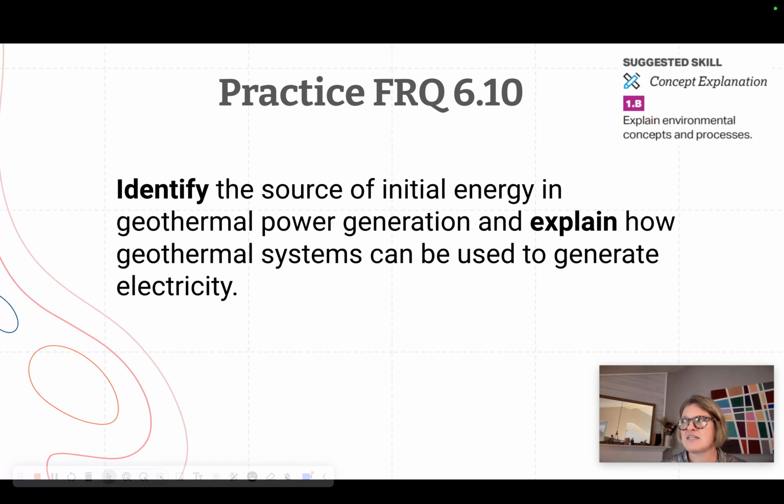So that's the deal with geothermal. It can't be readily used like a heat pump. That's not geothermal. Okay. All right. So practice FRQ 6.10. Identify the source of initial energy in geothermal power generation and explain how these systems can be used to generate electricity.